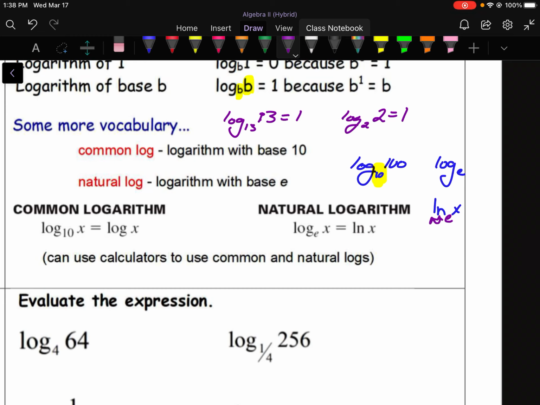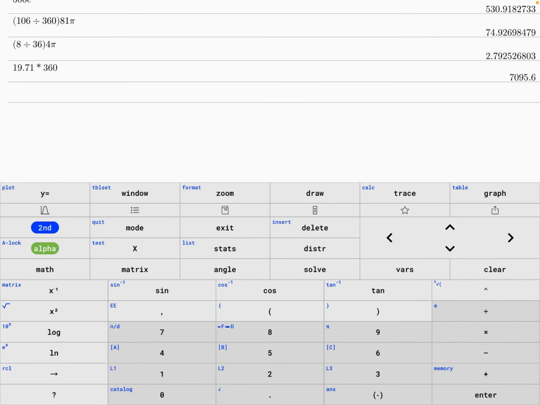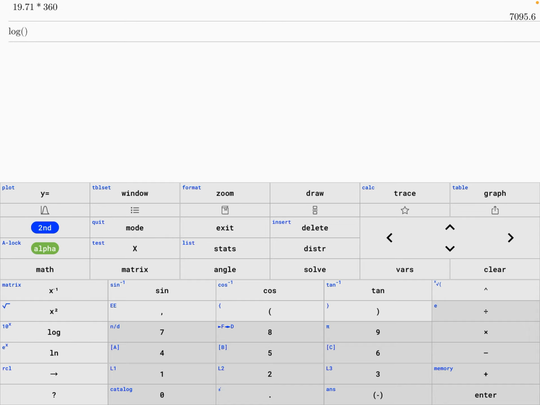Anytime you have common logs or natural logs, feel free to use your calculator because those are already built in. Way over here on the left side, you see the word log. If you type it in, you notice right after the g, there's no base there, so it's assuming it's base 10. And with the ln right below it, that is the natural log. It doesn't show you a base, but it's assuming that it is that number e.